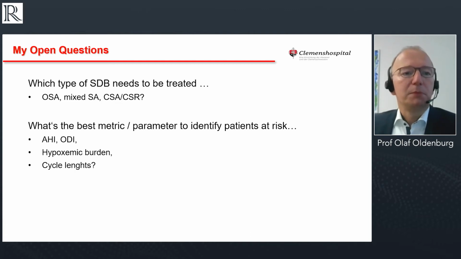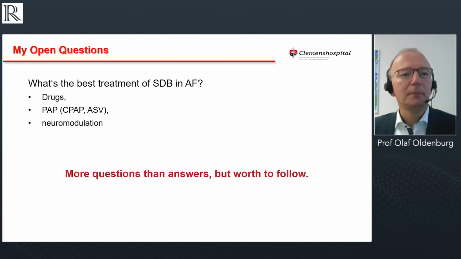Which type of sleep disordered breathing do we need to treat? Is it OSA? Is it mixed sleep apnea? Is it central sleep apnea? What's the best metric or parameter to identify patients at risk? Do we need the classical apnea-hypopnea index or the oxygen desaturation index? Do we need to look at hypoxemic burden or the cycle length of the respiratory events? And in the end, what's the best treatment of sleep disordered breathing in AF?